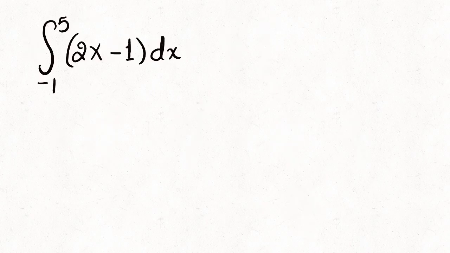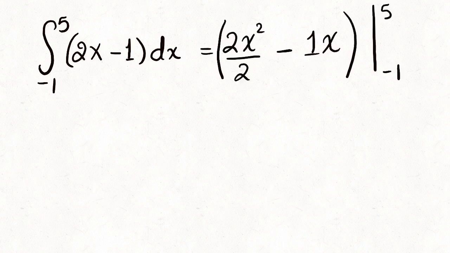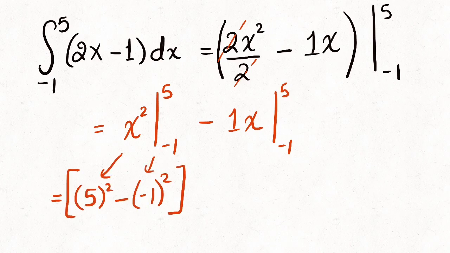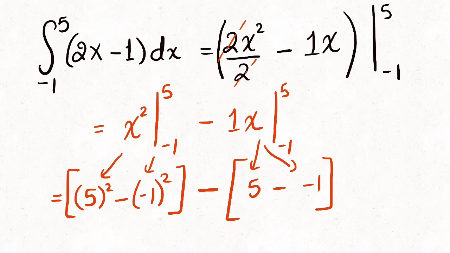Another example, the integration from negative 1 to 5 of 2x minus 1. We will integrate 2x minus 1, and it will be x squared minus x. We keep in mind that it will be from negative 1 to 5. Thus we have to replace the value of 5 in this bracket minus the value of negative 1 in this bracket, and you simplify it. You can do it as I'm just doing it in front of you. Just follow the steps, and it's easy.